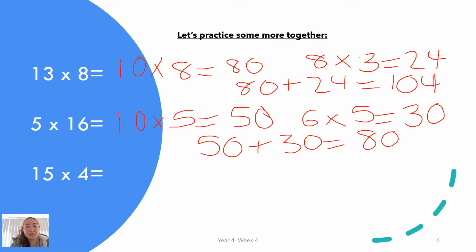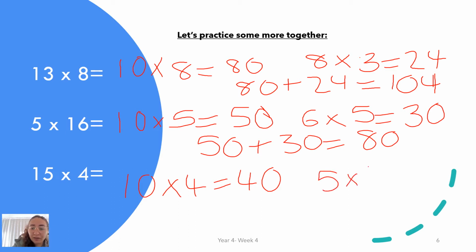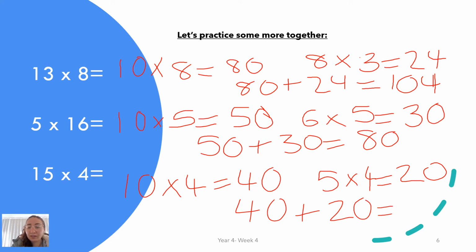There we go. So again, just a reminder that our strategy is to use our known fact. We use that here with 15 multiplied by 4. We know that the 10 multiplied by 4 would equal 40. Then we would go to the units column. 5 multiplied by the 4 would equal 20. Together, 40 along with 20, 40 plus 20 equals 60.